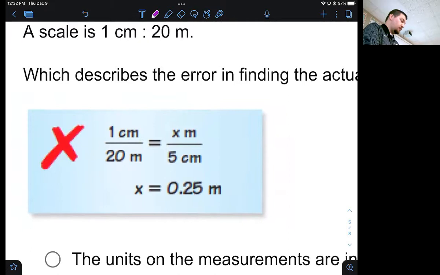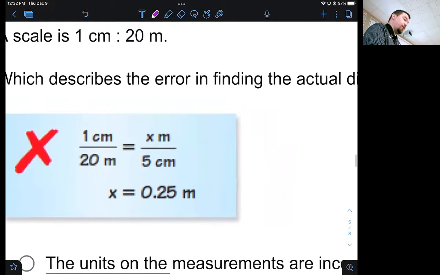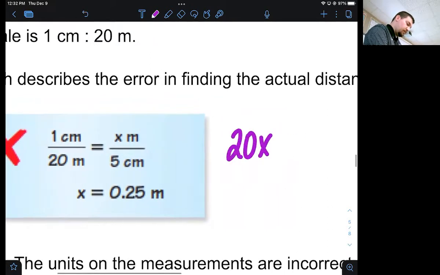Calvin, do you see? I think they cross multiplied correctly. They did, actually. 20 times x, 1 times 5. 5 divided by 20 is 0.25. They did cross multiply correctly. Hunter, what do you see?